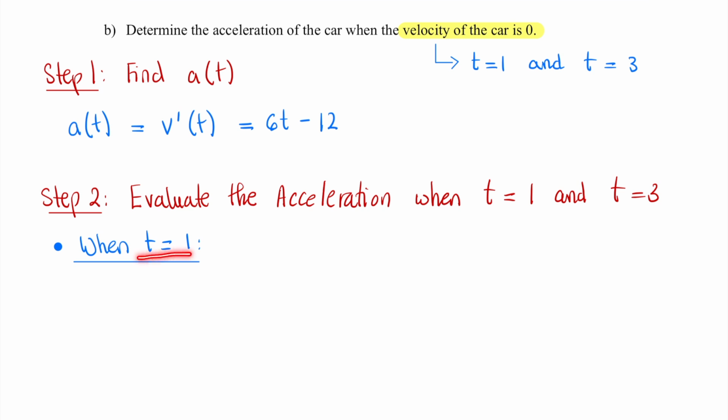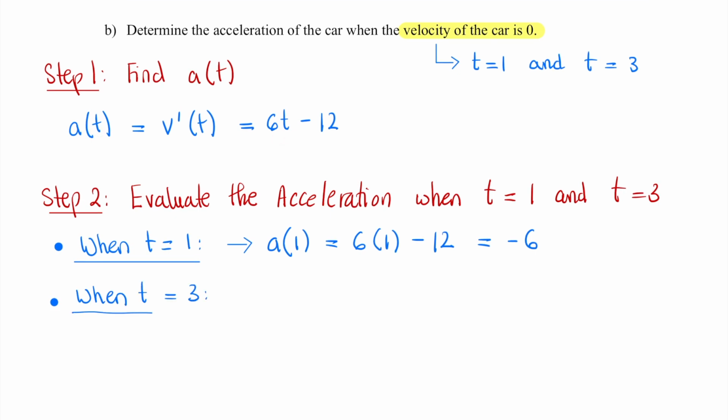To find the acceleration of the car when t equals 1, we plug 1 into the acceleration function. So we have a of 1 equals 6 times 1 minus 12. 6 times 1 is 6, and 6 minus 12 is negative 6. To find the acceleration when t equals 3, we plug 3 into the acceleration function. So we have a of 3 equals 6 times 3 minus 12. 6 times 3 is 18, and 18 minus 12 is 6.